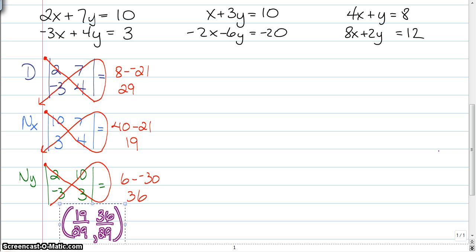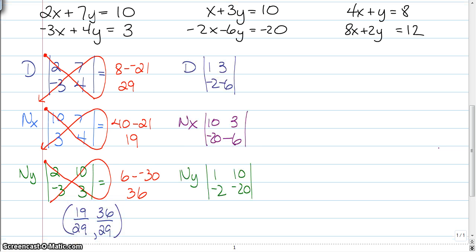Okay, so what I would like you to do is pause the video really quick and try to set up the 3 determinants for this next example. Just set it up, then press play to make sure we have the correct determinants before you start solving. Okay, quick pause, and let's see if you got what I have first. You should have 1, 3, -2, -6 for your denominator, or just the coefficients of x and y. And for x we replace with 10 and -20, and for y we replace with 10 and -20.